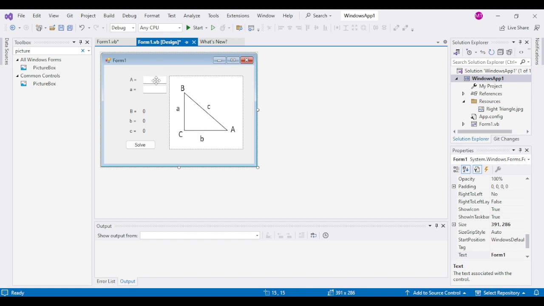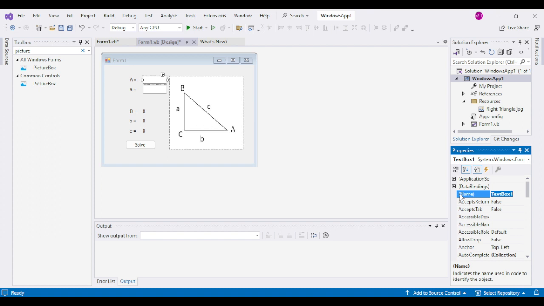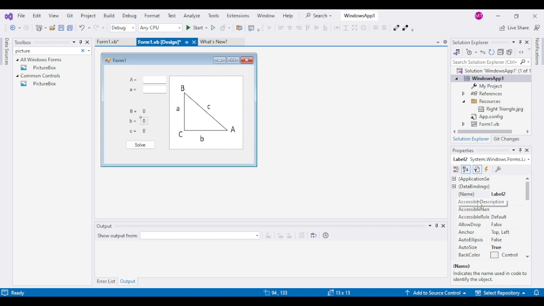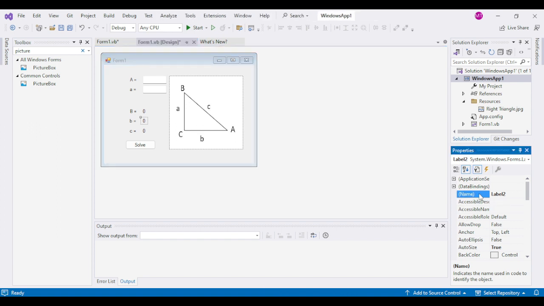objects here, our input, output, and process. So let's start with the text boxes. These are the inputs, so I'll call this txtangA, for angle capital A. Then the other text box, I'll just call this txta, small a. Then this label, I will call this lblangB, capital B. Then this other label here, I'll call this lblb, small b.